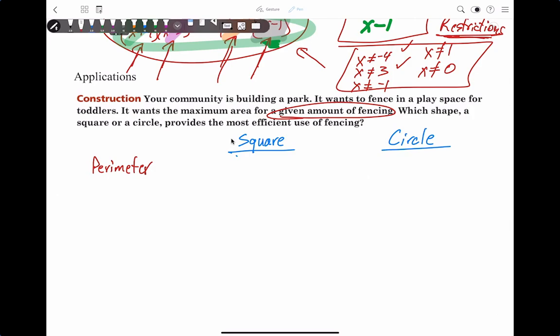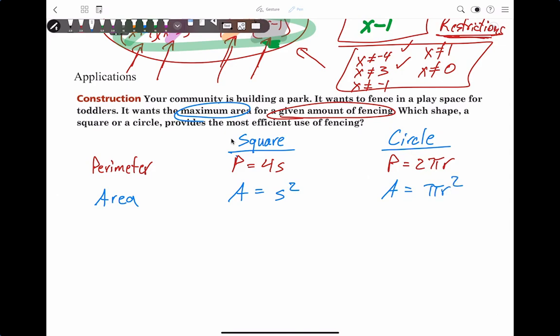For a square, the perimeter is equal to 4 times the side, or s plus s plus s plus s, same thing as 4 times the side. And the perimeter for a circle is the circumference, so 2 pi r. What we're trying to do is maximize the area. The area for a square is side squared, and the area for a circle is pi r squared.